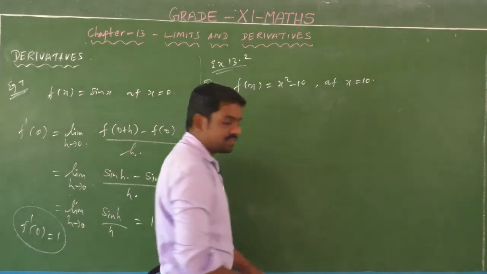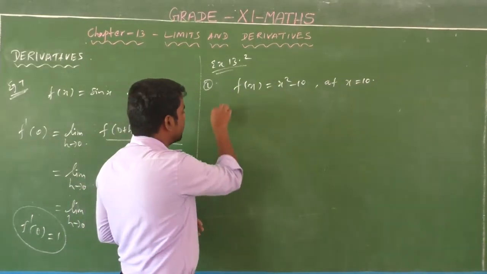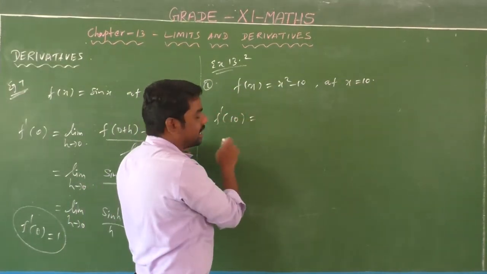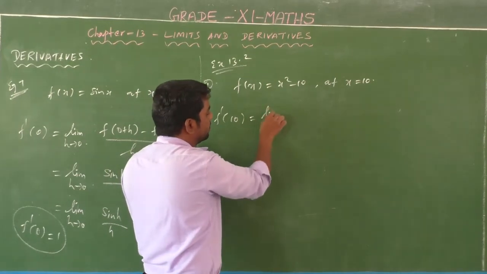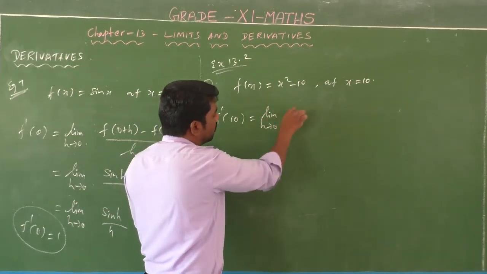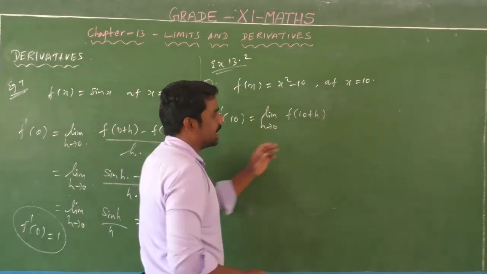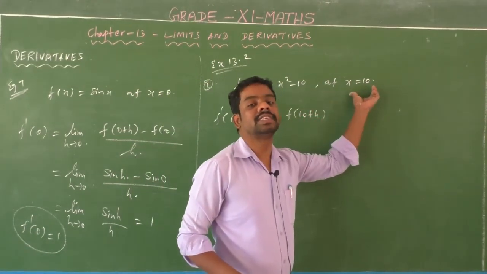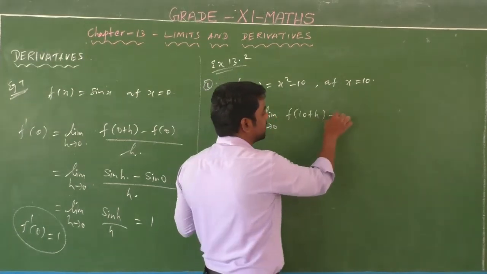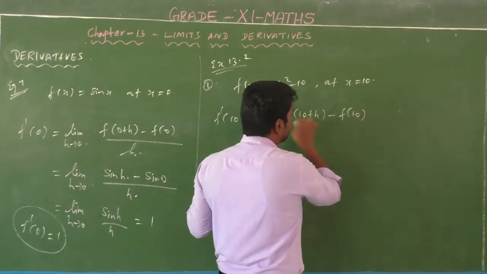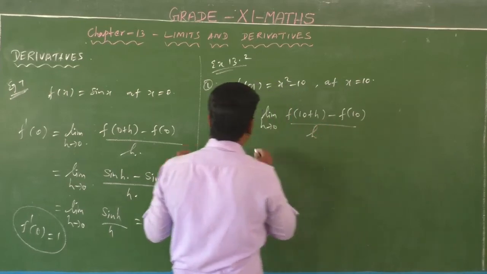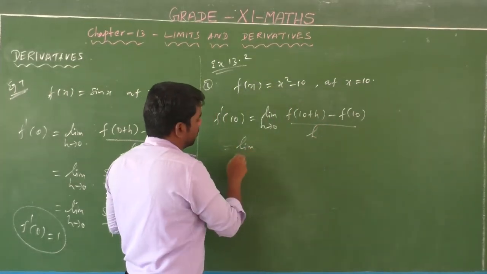Find the derivative of this function. So we need f dash of 10. Listen, f dash of 10 is equal to limit h tends to 0, f of 10 plus h minus f of 10, divided by h. Here x is equal to 10, that is a equal to 10.